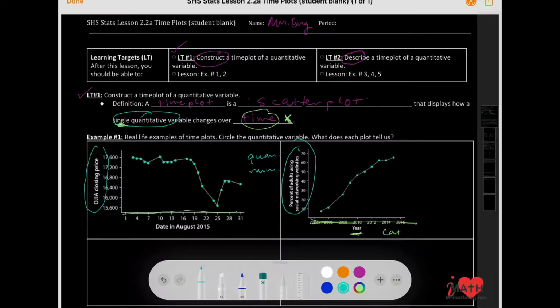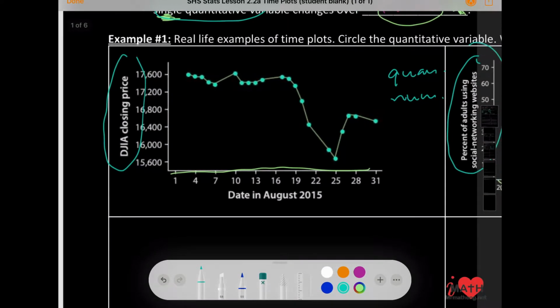Okay, so what does each of these time plots show us? Look at this first one here. I have the date in August of 2015, so these are actually the day numbers. On the other side, you have the Dow Jones industrial average. It's just the stock market, and the stock market is showing how publicly invested companies are doing. So here is an example where the newspaper or the internet would show how the Dow Jones is doing.